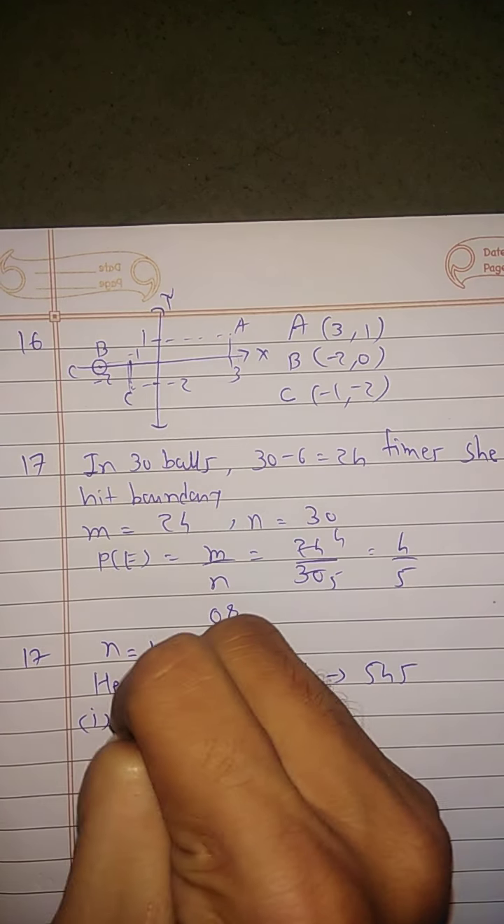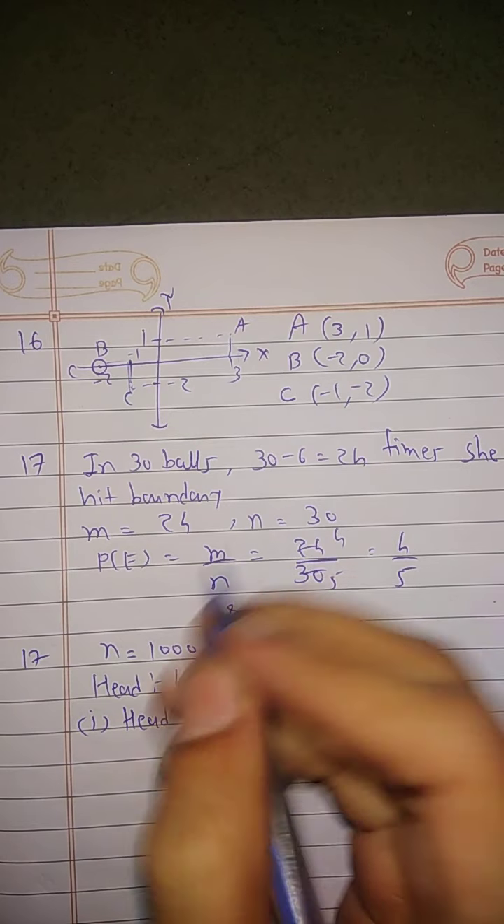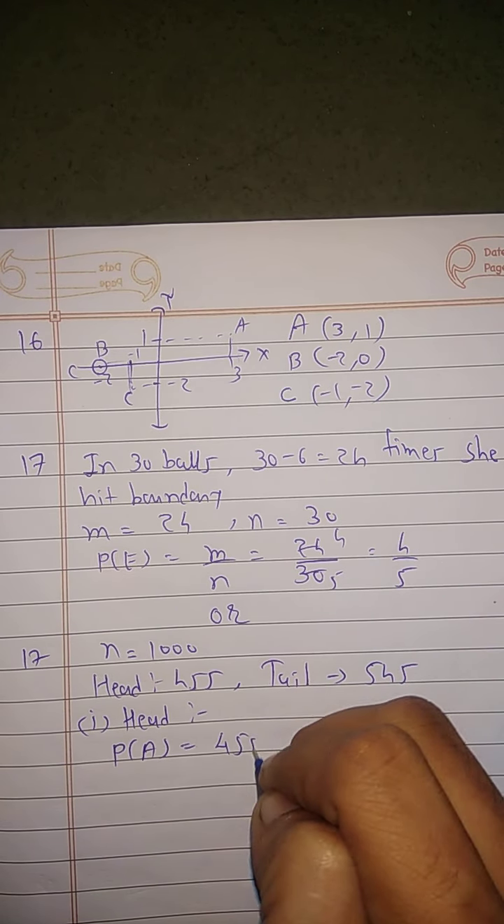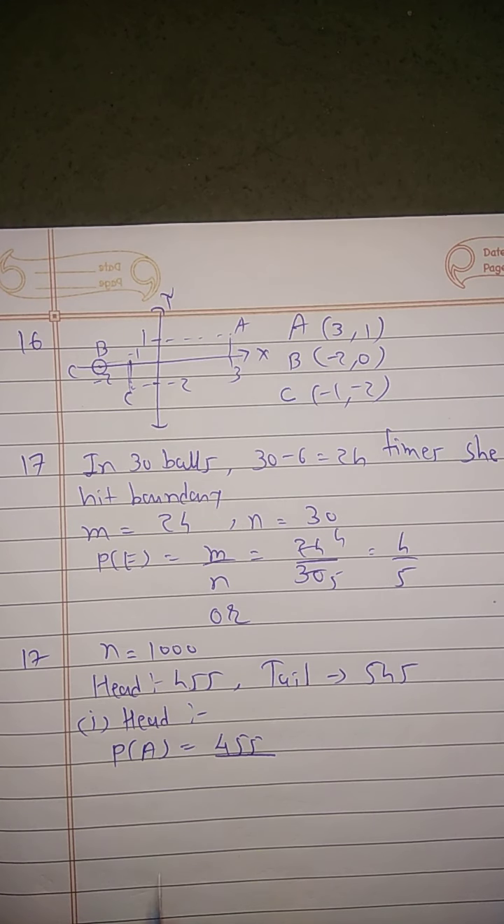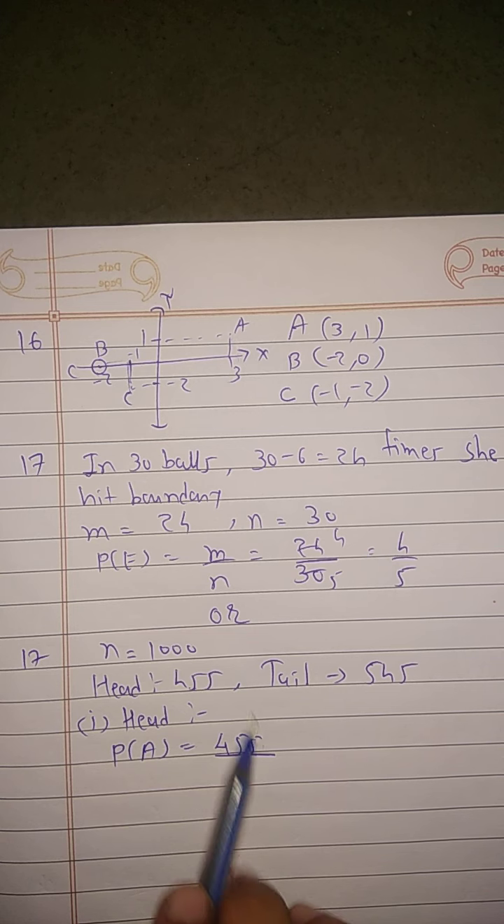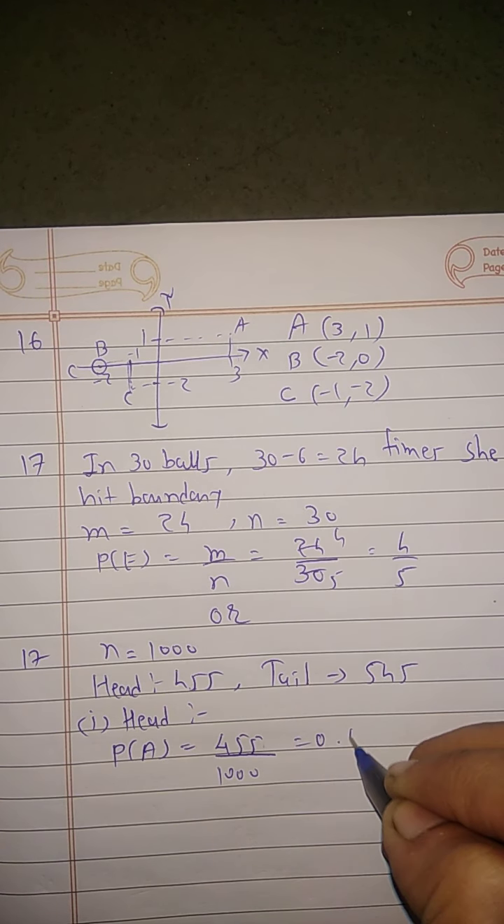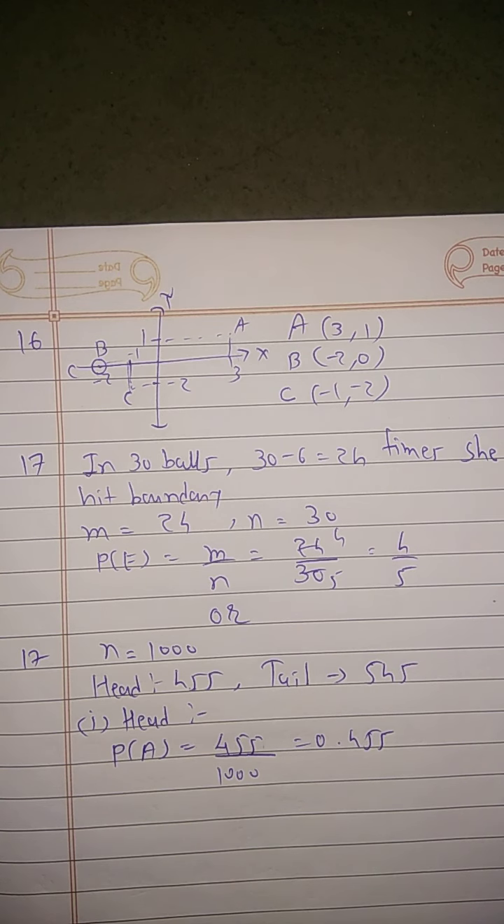So first of all, we find the probability for head. For head, favorable outcomes is 455, right? Total how many times we have had? 1000. That becomes our favorable outcomes 455 divided by total outcomes 1000. So we can write the answer 0.455.